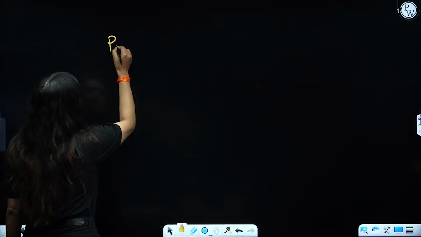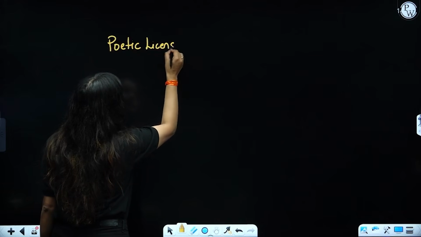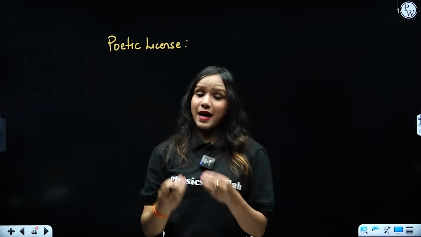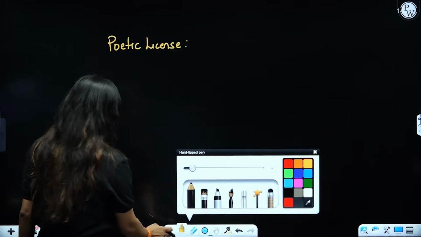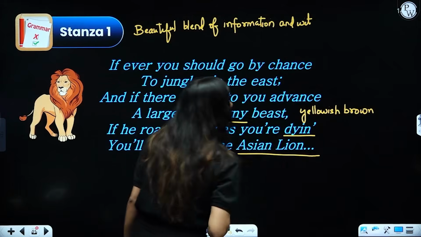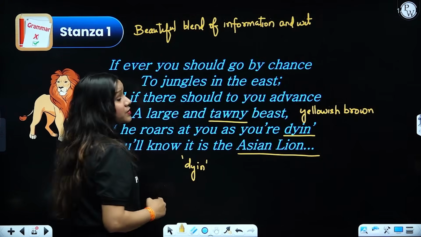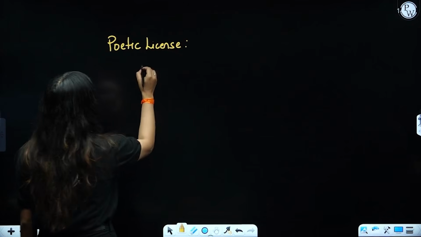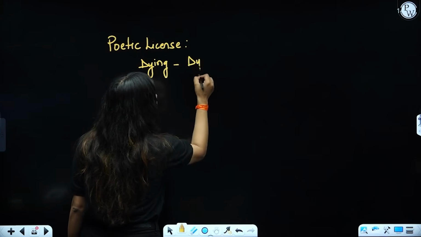There is a term known as poetic license. Why am I telling you this? Being a literature student, you should know, as this question can also be asked in your board examination. Let us see. You see here, if you have noticed, the spelling is written dying, right? Why is it written dying? Otherwise, we always know that the correct spelling of the word is different, but in the poem, it's written dying.